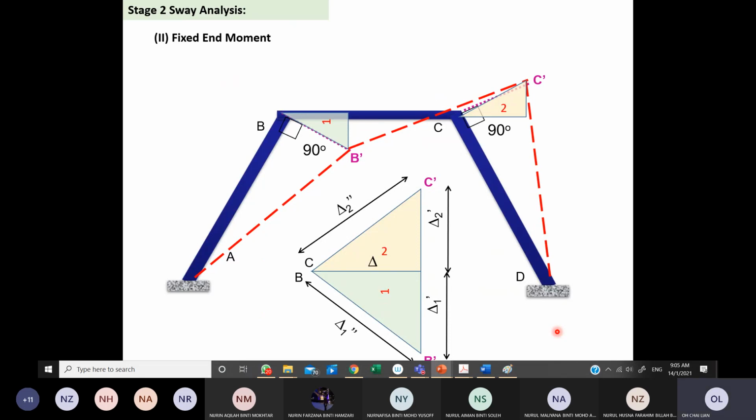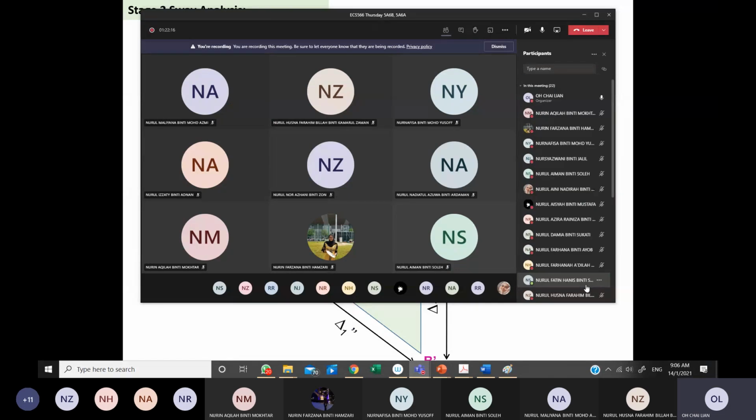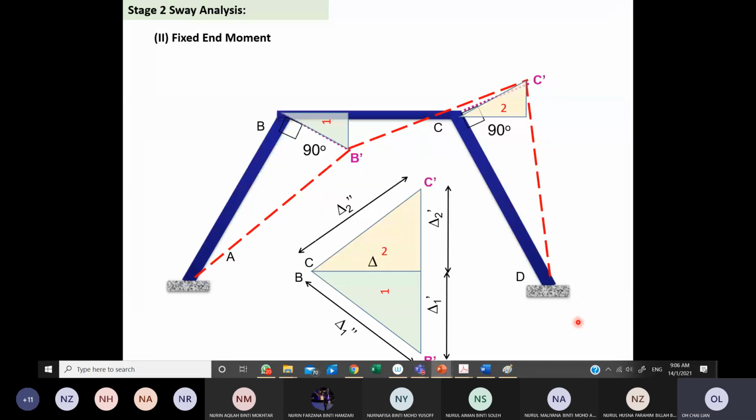Before we get to this, I would like to call a helper here. How about Shazwani, are you here? Yes, Doctor. Okay, Wani, what we are doing here is actually to define the deflection for each of the members, and to determine the relationship between these deflections.